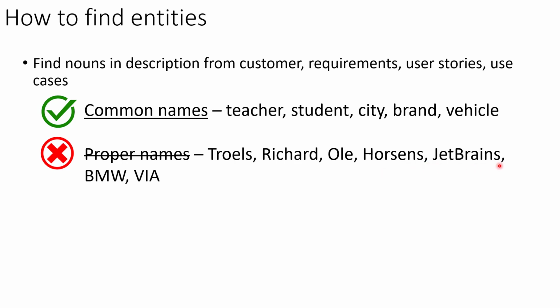JetBrains is a company. BMW is a brand or a vehicle, but you can have multiple brands in the entity. So if you have a brand entity, maybe an instance is BMW and another instance is Audi, and another one is Opel, and so on. VIA is a university, I guess, but not an entity in itself. So we're looking for the common names, and my example is going to be a description from the customer initially, and I have some user stories also, so we can see both approaches.